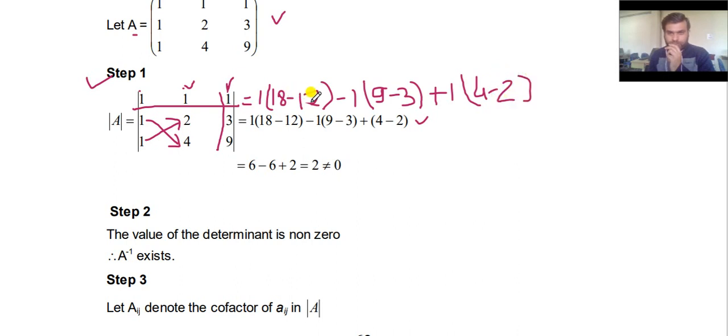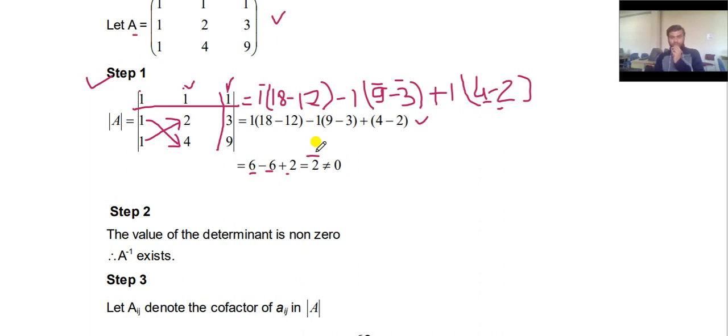So 18 minus 12, it is 6. 6 multiplied by 1, that is 6. 9 minus 3, that is 6. 6 into minus 1, that is minus 6. 4 minus 2, that is 2. And 2 multiplied by this 1, that is plus 2. 6 minus 6 is 0, and 2 is remaining. So the determinant of A is 2.